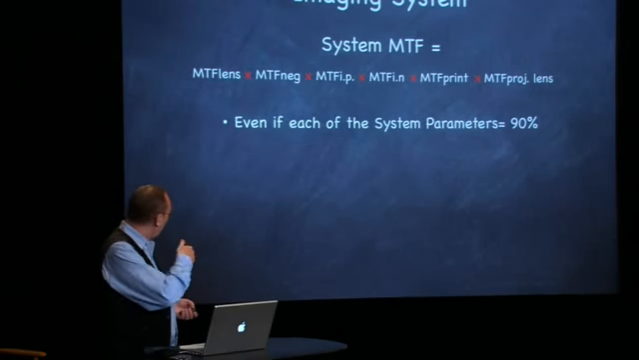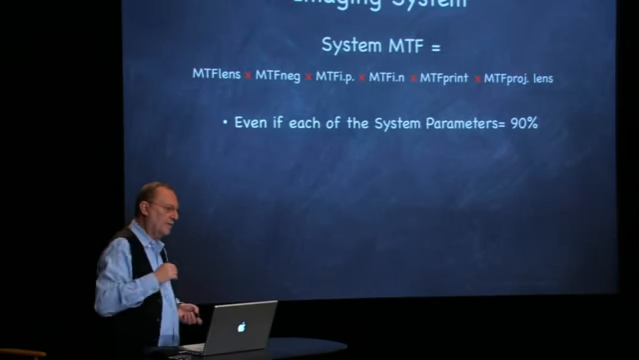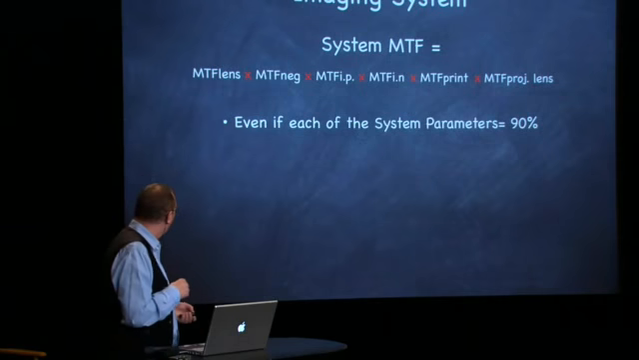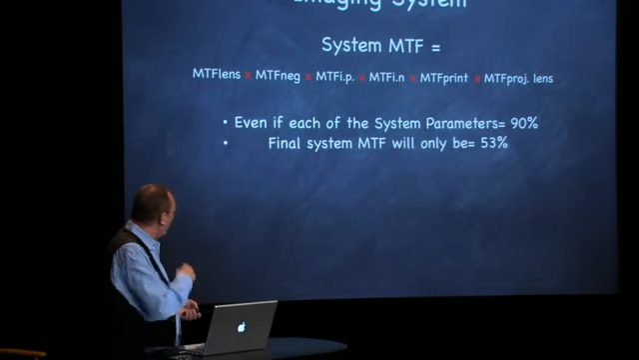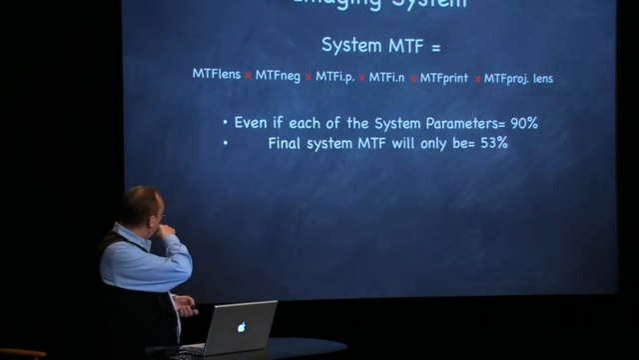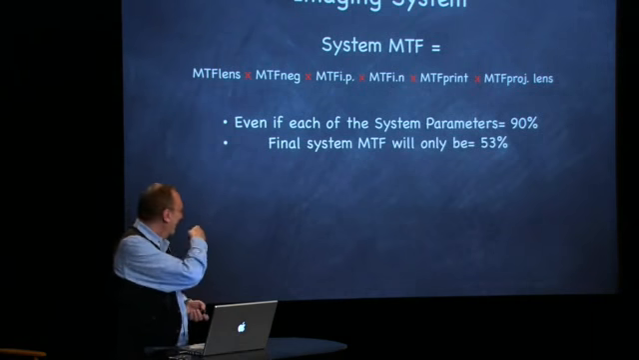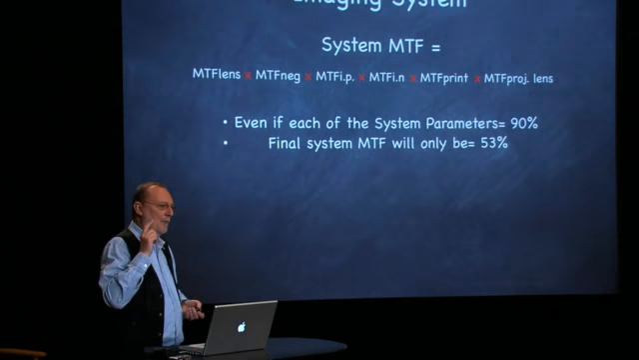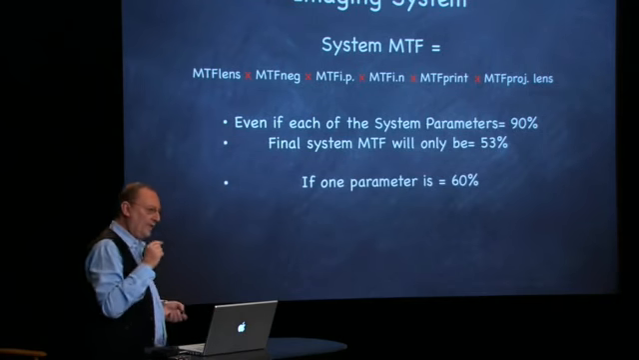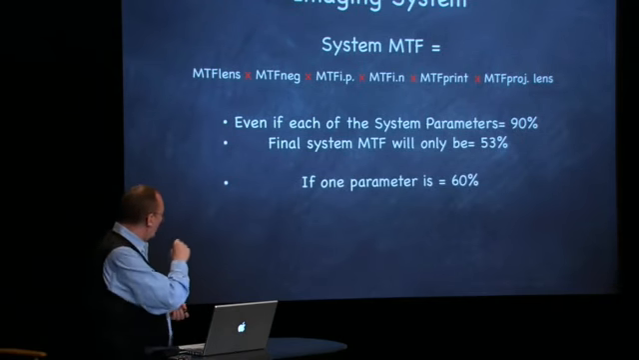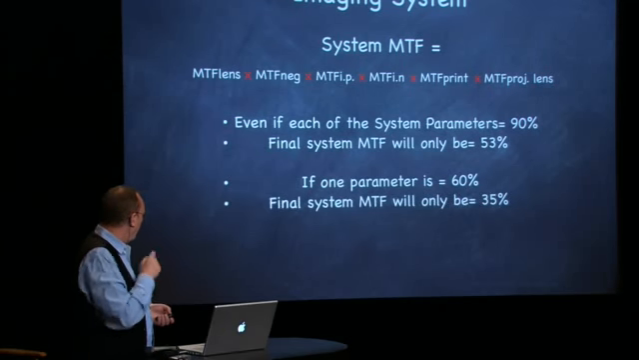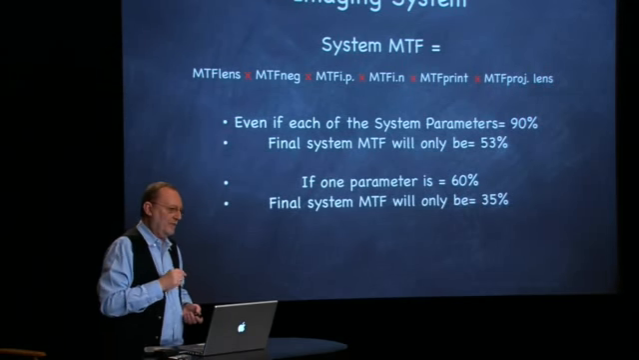The negative, as you'll see, has a rather strange convolution because it's nonlinear, but the final system, if you multiply all of these out, 90 times 90 times 90 times 90, you'll end up with 53. Most important is if any one parameter is 60%, then the final system MTF will only be 35%.